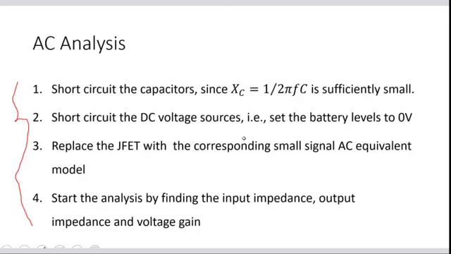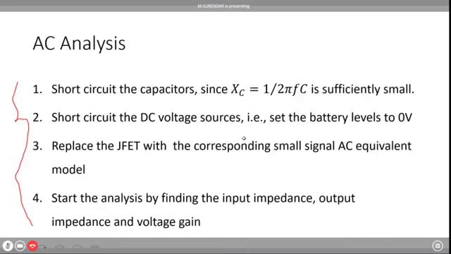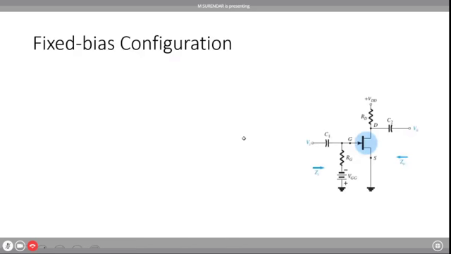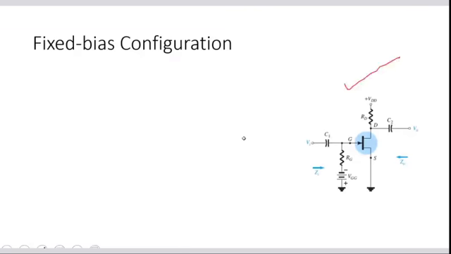So the first circuit is the fixed bias circuit. Here we can see the value of VGG, the negative voltage that is connected to the gate, is fixed. That's why we call that a fixed bias configuration, fixed biasing.